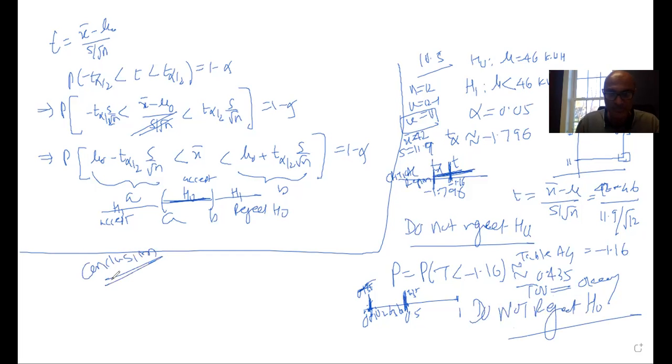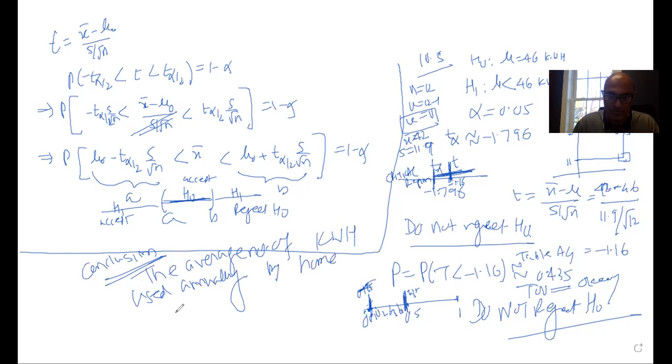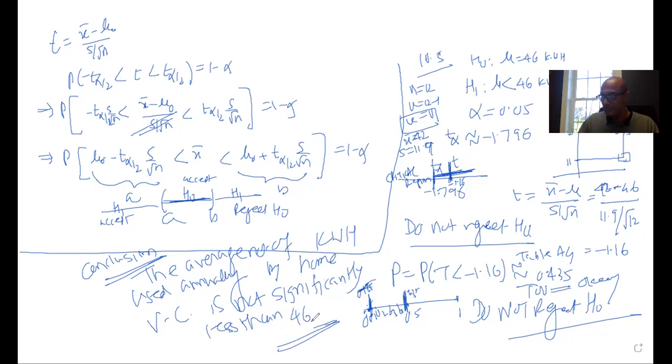So the conclusion, as I told you, I don't want to write everything. Do not reject H0, and you can conclude that the average number of kilowatt hours used annually by the home vacuum cleaner is not significantly less than 46, or not significantly less than 46 kilowatt hours. So that's how you can solve the examples based on this one.